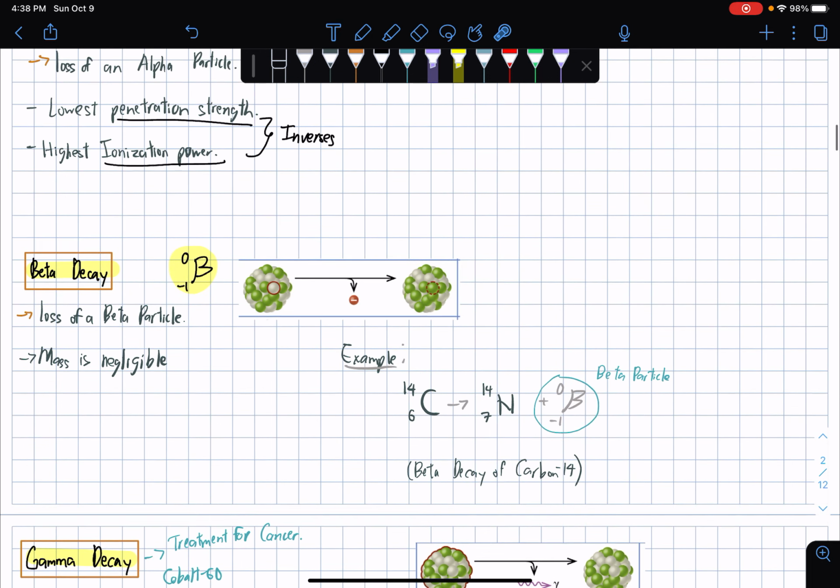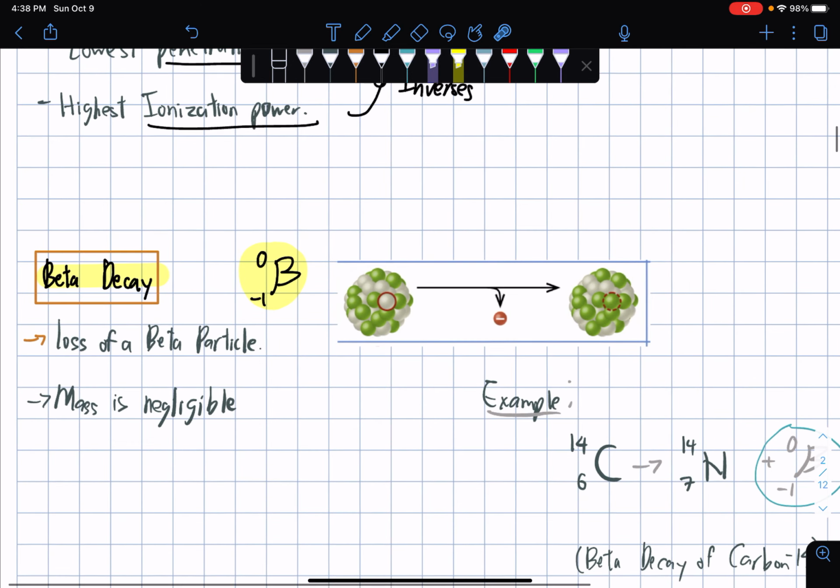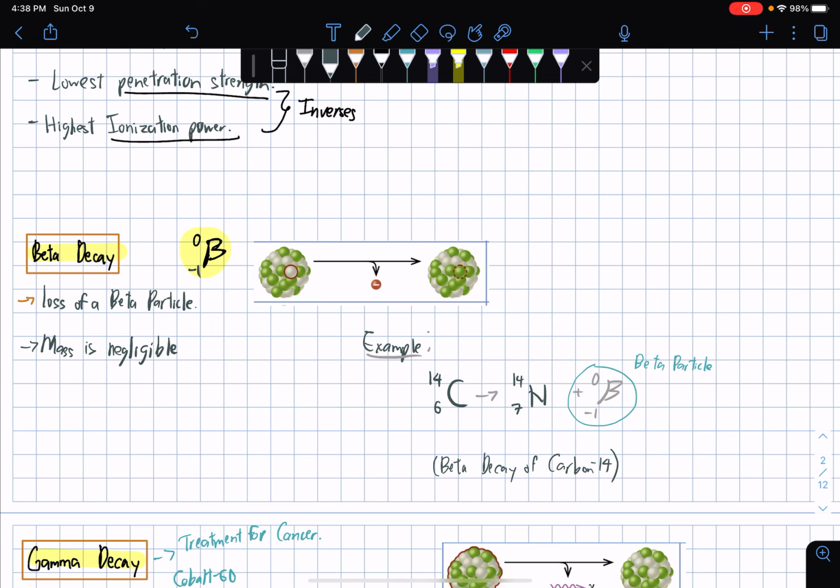So that's it. For beta decay, of course, in the Greek alphabet, this symbol is beta, literally beta. Nothing more, nothing less to say about that. It's the loss of a beta particle. The mass is negligible since, as you can see here, the atomic mass is 0. So this is the beta particle. Loss of one particle in the atomic number.